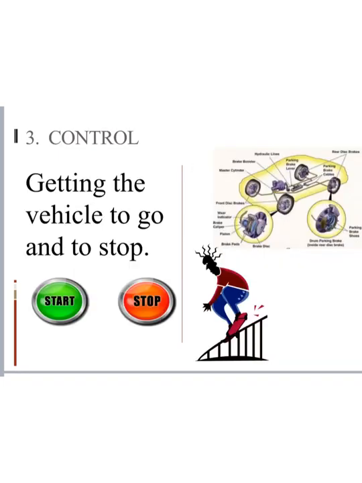Control. Subsystem number 3, control. Control can mean a lot of different things. The way that you probably have come to know it is control is being able to control the vehicle, using the steering wheel to control the vehicle. That is not what we're using it for. Control is start and stop. That's what we're talking about. Control is how do you make it go faster, how do you make it go slower, or how do you stop it, or how do you make it go.